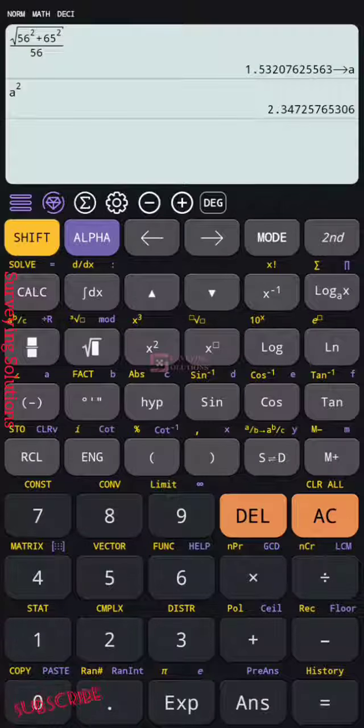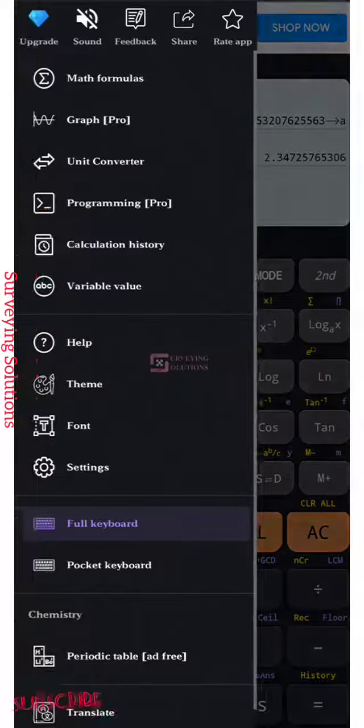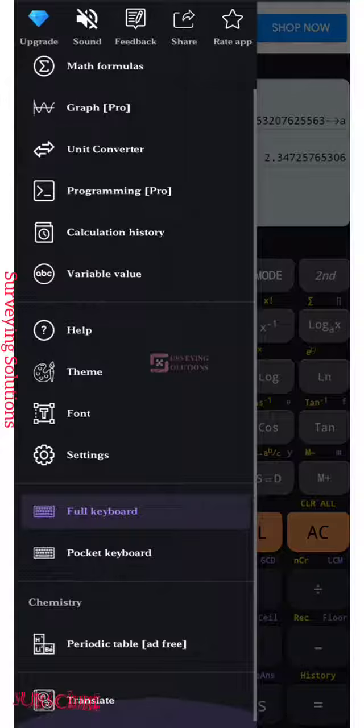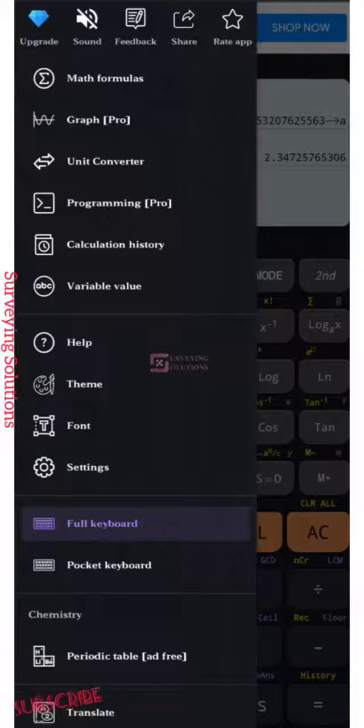Now the next thing is that this particular calculator has so many functions. Below the display, you see three horizontal lines. Just click on it for options. So you can see different options. You can see math formula, you can see graph, you can see unit converter. Now the next thing we want to show you is what?